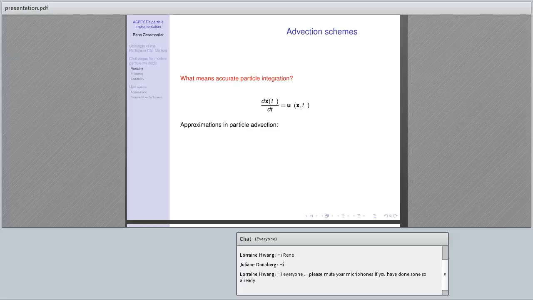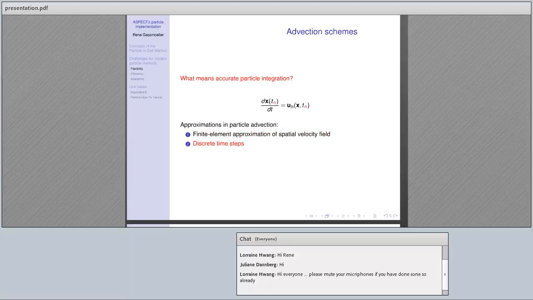For example, an approximation that you usually have to make is that the velocity that you use to advect the particles is only known in a finite element space, or whatever way you discretize your velocity solution in your model. That means if you want, for example, to compare the accuracy of your particle advection scheme to an analytical solution, you should make sure that your analytical solution is represented in the finite element space or discretization of your velocity.